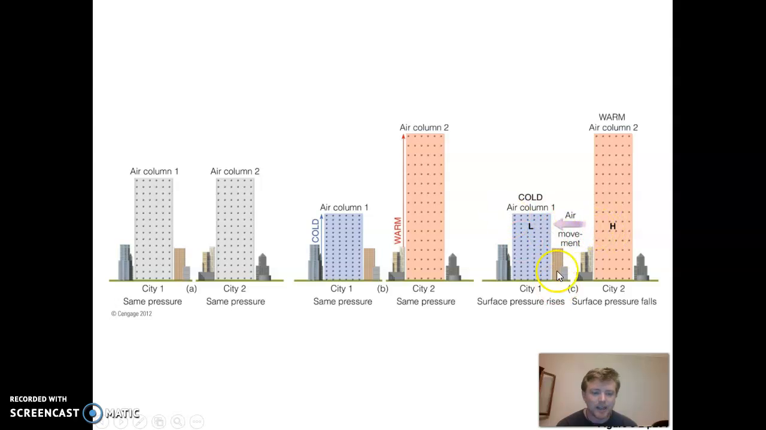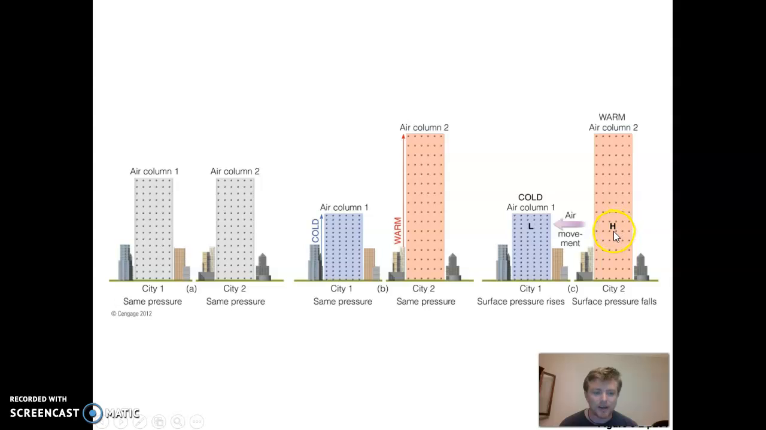That means that when I go up to altitude and I compare the same height, well, now at altitude, the warm column is going to have a higher pressure than the cold column, and so you're going to get upper air movement from high to low. Now, once these molecules start moving, you're changing the amount of air that is in the column.